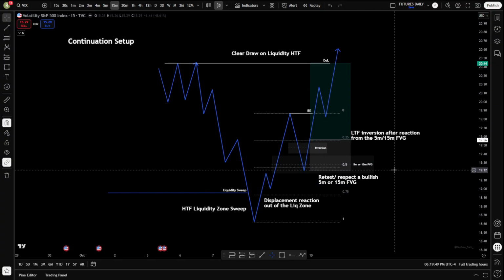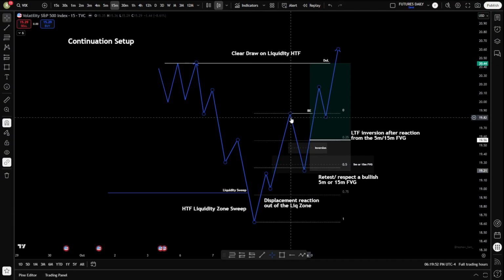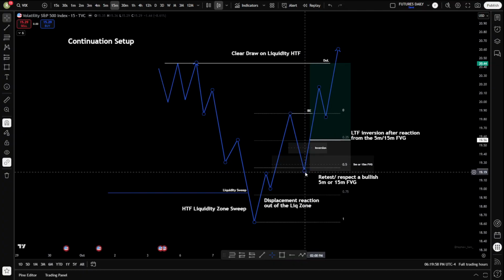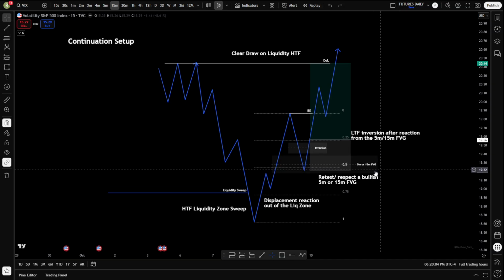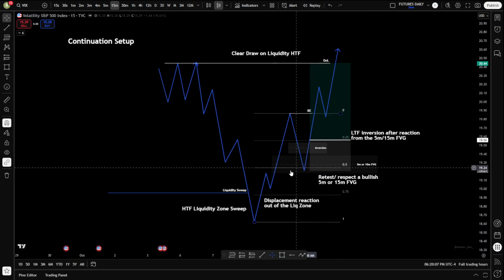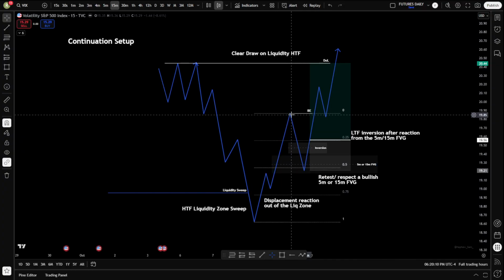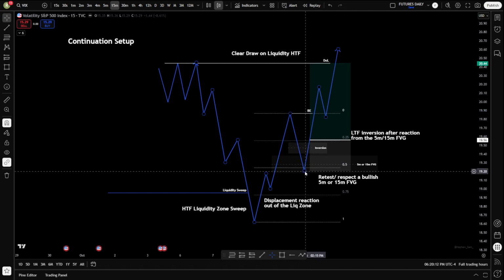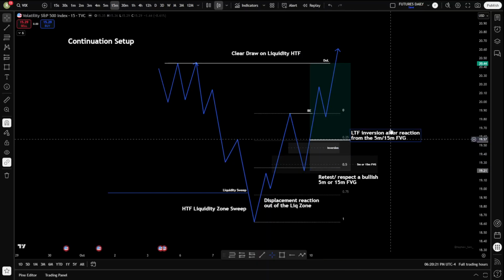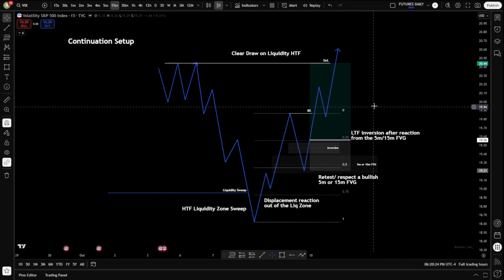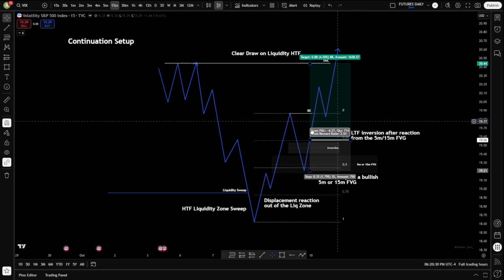So in this case, we have clear displacement, so that checks out. And then we have a retracement into this 5 or 15-minute fair value gap. It could be either one, but I want to see one of these be created. So it leaves behind a bullish fair value gap on the 5 or 15-minute. Price then retraces into it. And then we get another reaction out of that. And then I'm looking for an inversion out of there, which is just an inversion fair value gap, which means the fair value gap gets closed above. So it completely disrespects the bearish fair value gap that we created in this leg here.